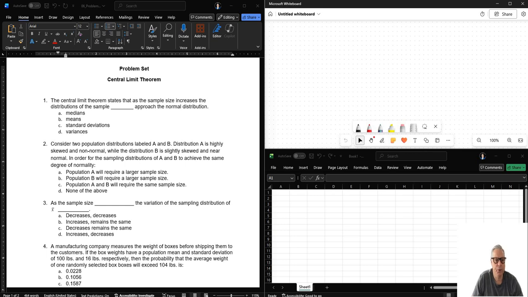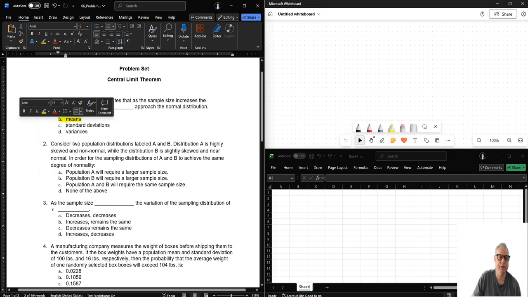Okay, let's turn to the problem set on the central limit theorem. Now you can see I have opened several applications like a whiteboard and Excel because we probably need both. But let's get started with a simple question. The central limit theorem states that as the sample size increases, the distributions of the sample means approach the normal distribution. So that is about the sampling distributions of the means.